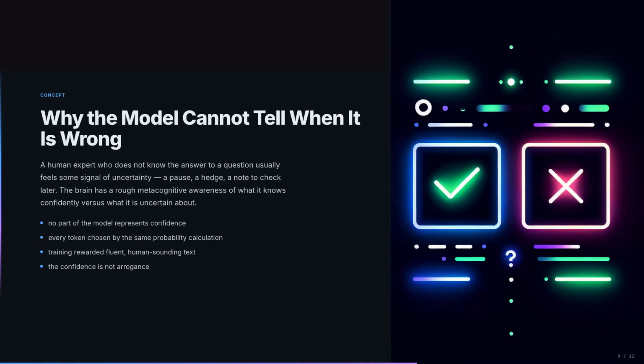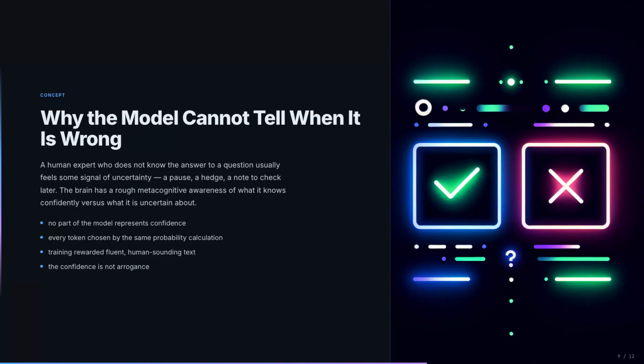A human expert who does not know the answer to a question usually feels some signal of uncertainty, a pause, a hedge, a note to check later. The brain has a rough metacognitive awareness of what it knows confidently versus what it is uncertain about.